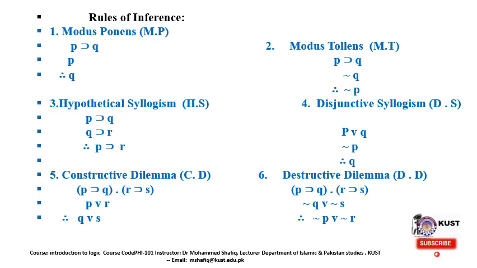Rule of inference number 5 is about constructive dilemma, and it says if P then Q dot if R then S, P wedge R, or P or R, therefore Q or S. Destructive dilemma, or DD, is expressed as if P then Q dot if R then S, not Q or not S, therefore not P or not R. This is the destructive dilemma.